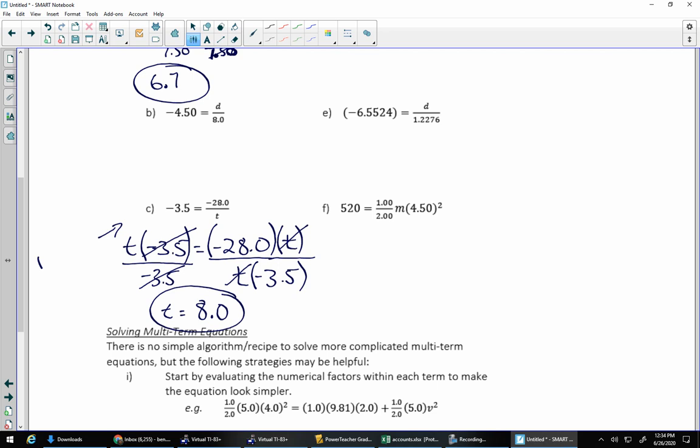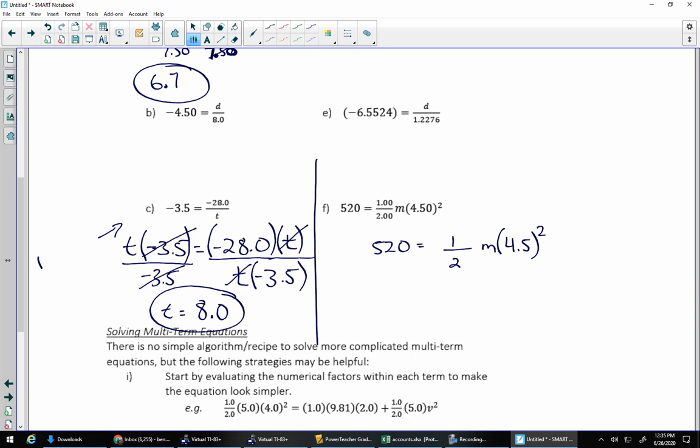It's got a squared in it. That's all it's really got. So I'm going to rewrite it again. So I've got 520 is going to be equal to 1 over 2 times m times 4.5 squared. Cool, okay. So let's see, I'm looking for m.